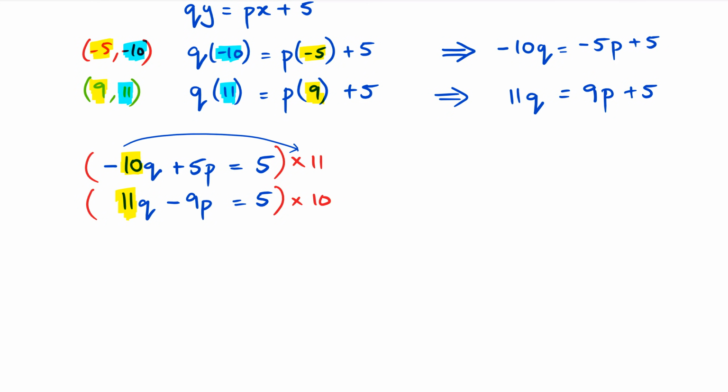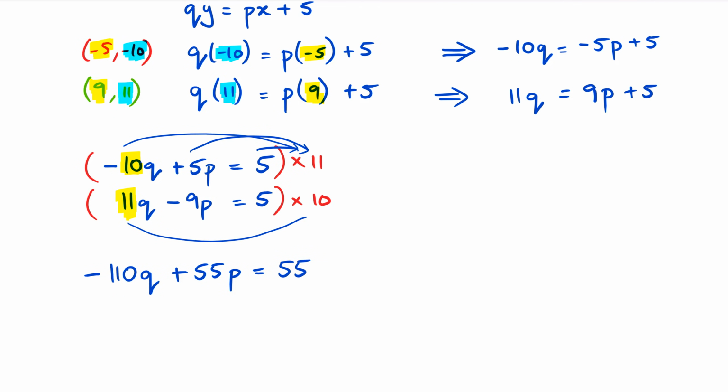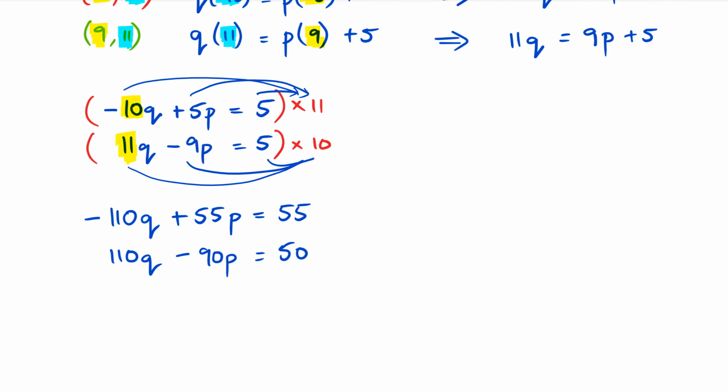So we've got -10 times 11, which is -110q. Then 5p times 11, which is 55p, and 5 times 11, which is 55. I do the same for the bottom: 11q times 10 is 110q, then -9 times 10 is -90p, equals 5 times 10, which is 50.